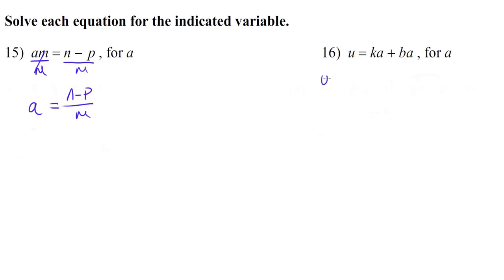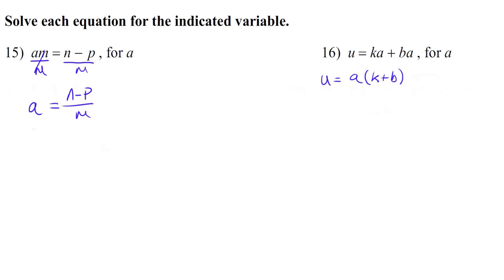So we're going to have U equals, now KA plus BA, we're going to put parentheses here, and then the term that is the same, the part that is the same in both terms, A, that comes outside, and the rest stays inside. Where did KA come from? A times K. Where did BA come from? A times B. So now we have U equals A times K plus B.